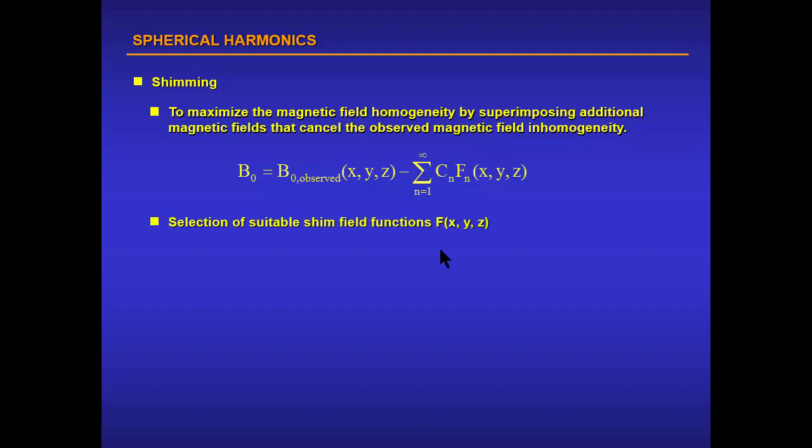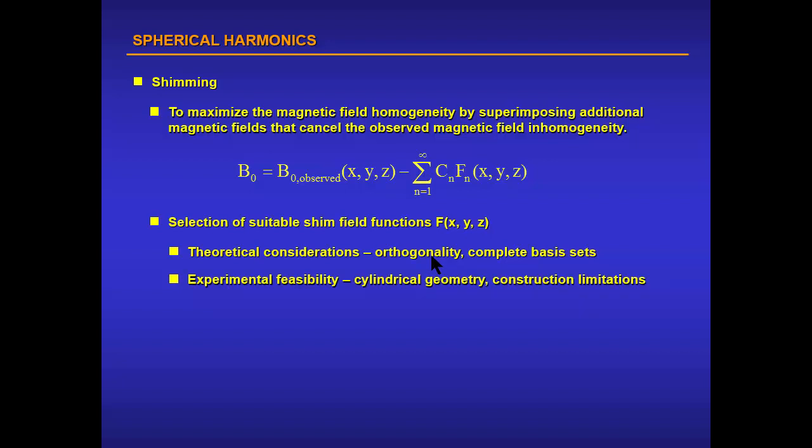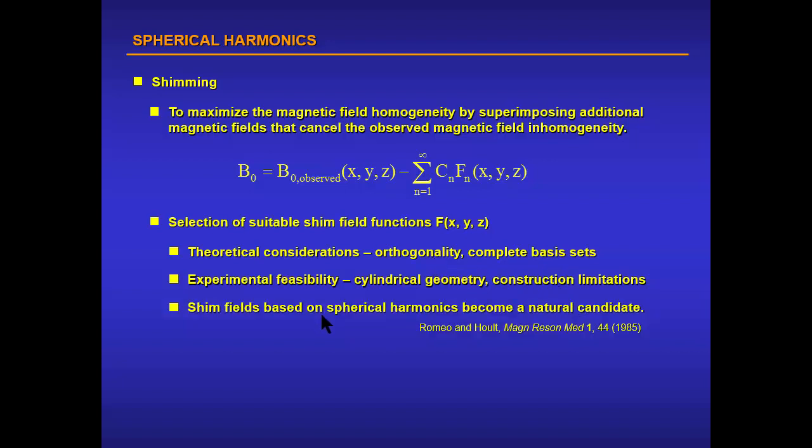Well, there's a number of ways to go about it. The classical way would be to use theoretical considerations. You want to have orthogonal fields. You want to have a complete basis set. You also want to be able to build it, because a magnet is typically a cylindrical tube, so the coils that generate these functions would have to fit in there. You need to be able to construct it. So using these kinds of arguments, fields based on spherical harmonic functions become a very nice natural candidate. And that was described in this paper from Romeo and Hoult.